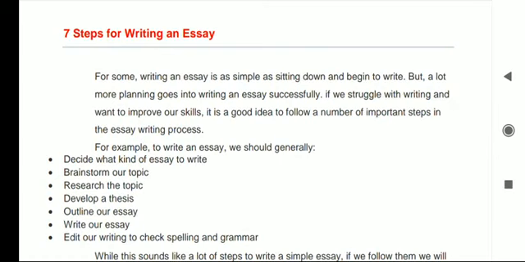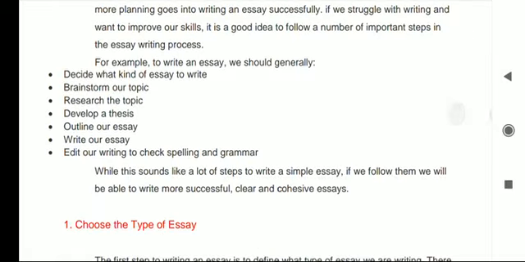Brainstorm our topic, research the topic, develop a thesis, outline our essay, write our essay, and the last, seventh one, edit our writing to check spelling and grammar. These were the seven steps. Now let's explain one by one.